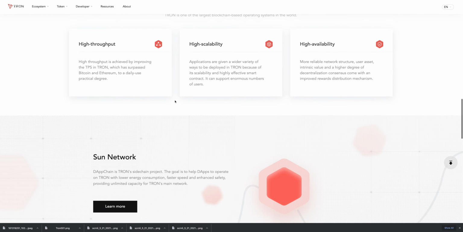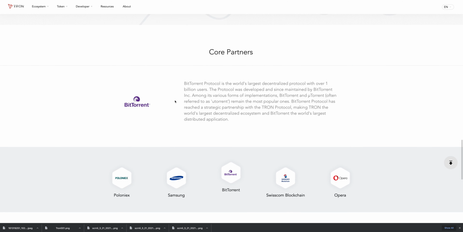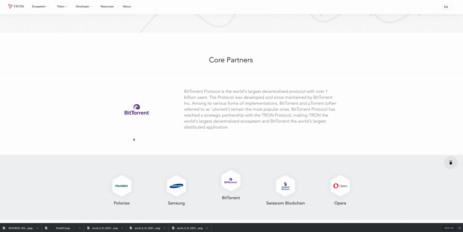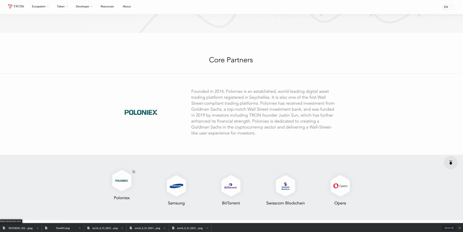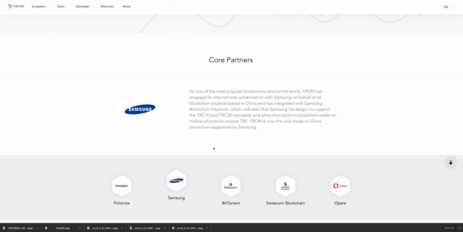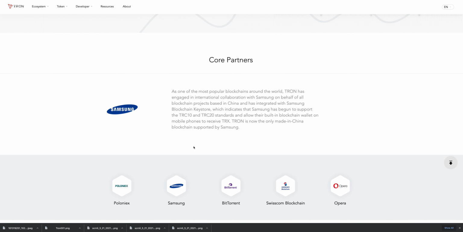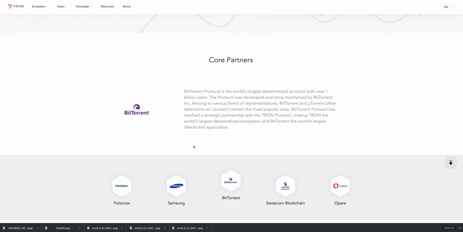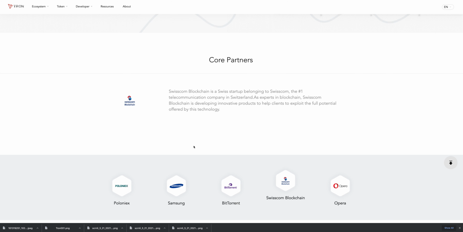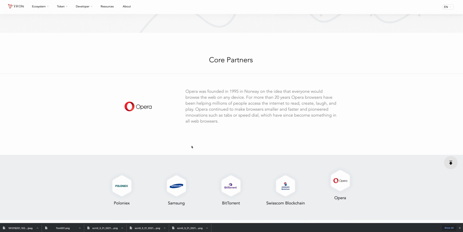This is the webpage for Tron, and look at some of the partners. Okay, this is all right. Poloniex. What is Poloniex? Well, that's a trading platform in the Seychelles Island. It's Wall Street compliant, and they are also involved with Goldman Sachs. All right, now Samsung. I don't have to tell you how important that name is. BitTorrent. That is the BitTorrent protocol. That's another cryptocurrency we'll discuss later too.